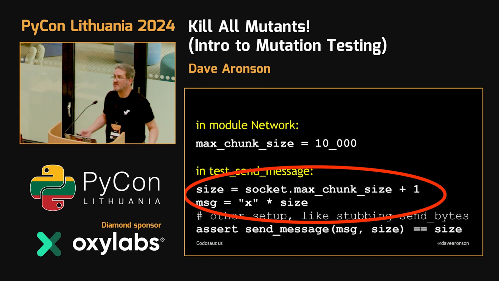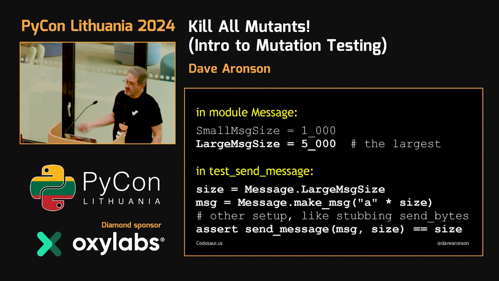Maybe we did test with the largest permissible message out of a predefined set of messages, or at least message sizes. For instance, here we have small and large message sizes, and we test with a large, and yet this mutant survives. In other words, we're still sending the message in one chunk. What could possibly be wrong with that? Sounds like a good thing to me. What is this mutant trying to tell us in this scenario?